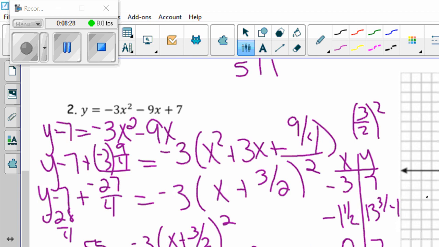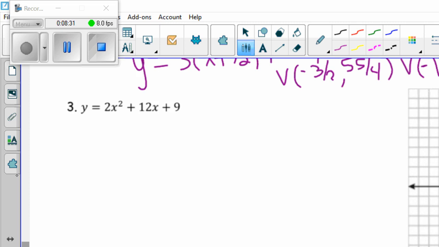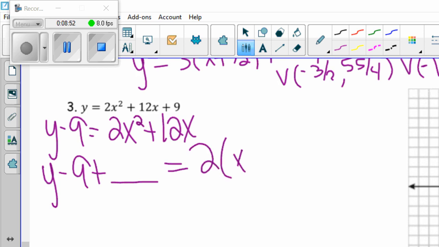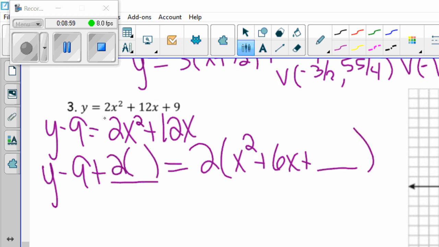All right, let's do one more of those. Y equals 2x squared plus 12x plus 9. Again, I cannot factor that as it is into a perfect square trinomial, so I need to move my 9 to the other side. So I get y minus 9 equals 2x squared plus 12x. Y minus 9 plus, I'm going to put my blank over here, equals, pull out the GCF, so the 2, and I'm left with x squared plus 6x plus a blank.